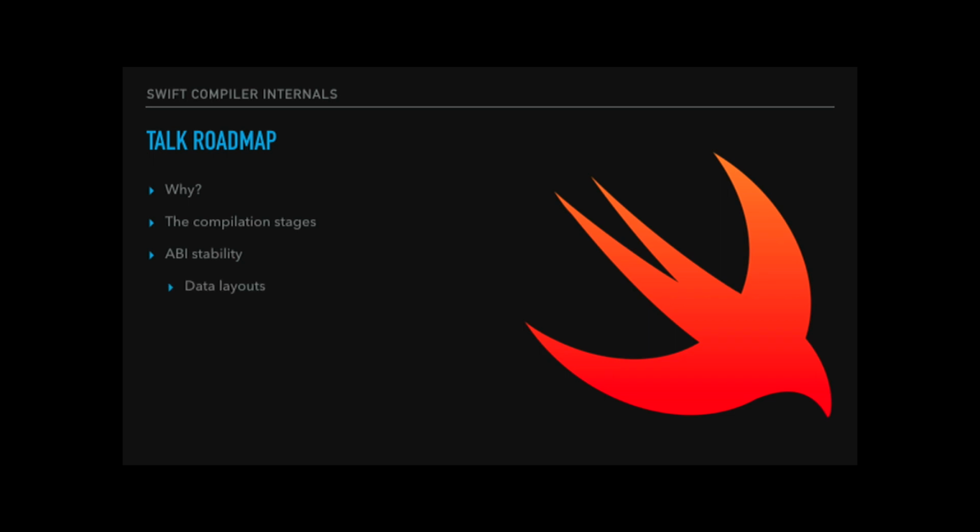ABI stability is made up of several things. First, we're going to talk about data layouts. This is the part of the talk where I'm going to go most in depth because it turns out that data layouts are by far the most complicated thing that the Swift compiler is doing to your code. And it turned out that in the process of investigating this, I actually found a lot of things that are helpful for guiding you along on your own journey to look through these compiler artifacts to find information you need or are interested in.